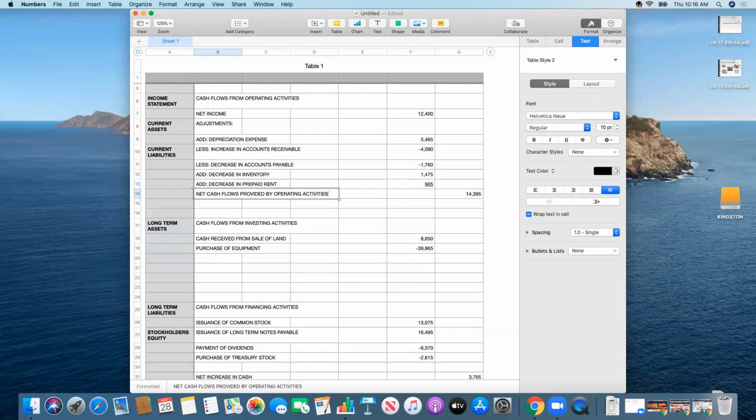Okay. Right, so notice net income was 12,400, but net income is not cash. So how much cash did your business generate? You see how this statement is, in my opinion, the most important of all, right? Because cash, you can't lie about it. You either have it or you don't. So how much cash did this business generate doing the thing that it does day after day after day, right? $14,395. That's the significance of that.